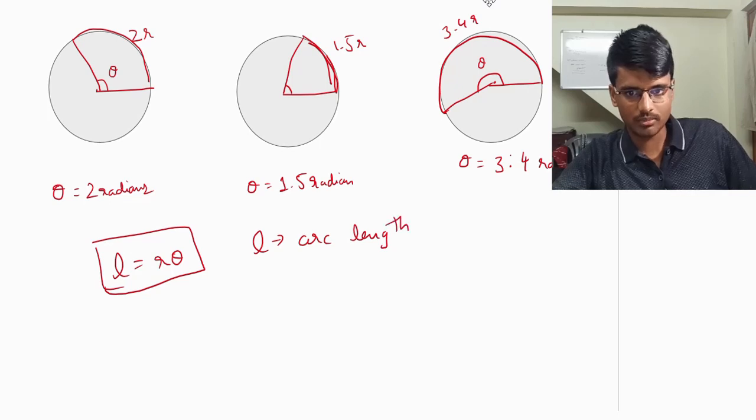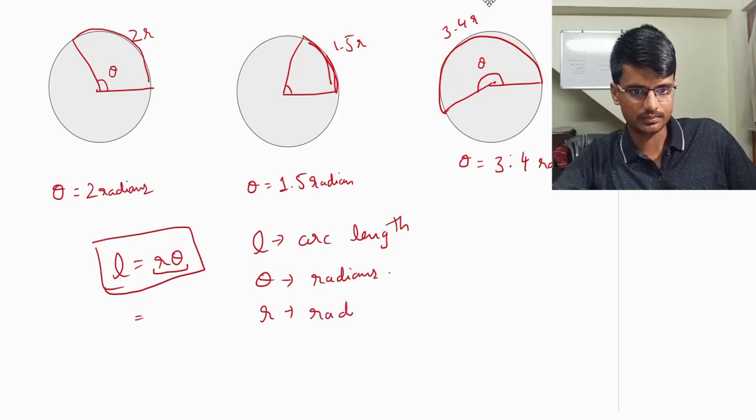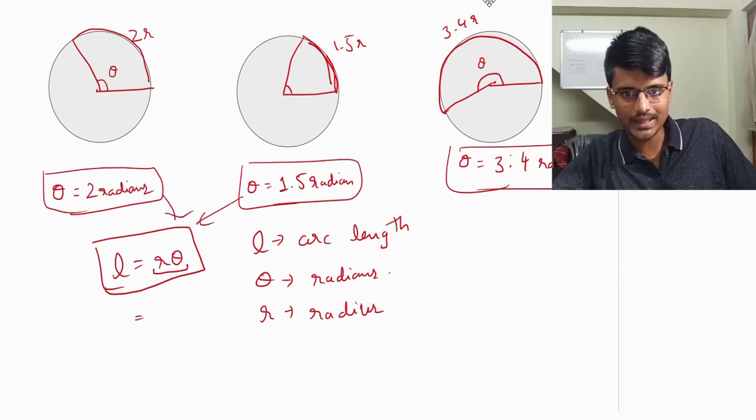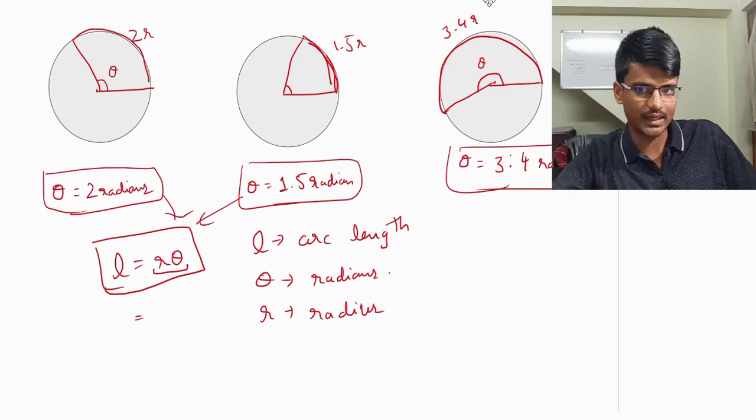Arc length is nothing but r times theta, where theta is in radians and r is the radius. So if you compare all these three with this, what do you get? L is equal to r theta.